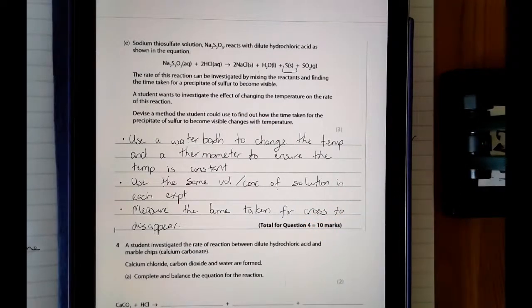In the next video, we're going to look at how to use graphs to work out the rate of reactions. There's a lot of graphs that come up on this topic, so the next video is really important for work on graphs.